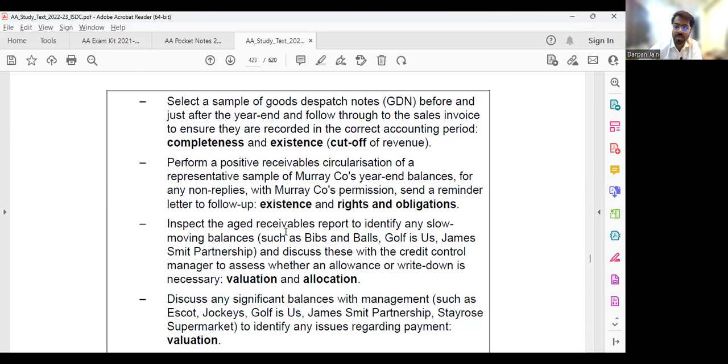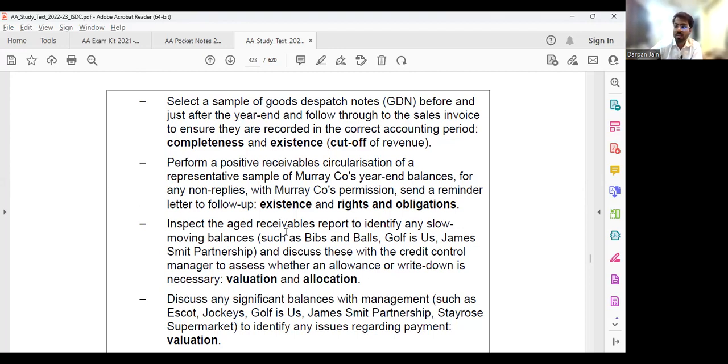Inspect the aged receivables report to identify any slow moving items, slow moving balances, and discuss whether any allowance is necessary. Whether any allowance for trade receivables is necessary or not. You're inspecting the trade receivables aged receivables listing basically. That aged receivables listing is going to give you the age of that receivable, as to from what time that receivable is outstanding.